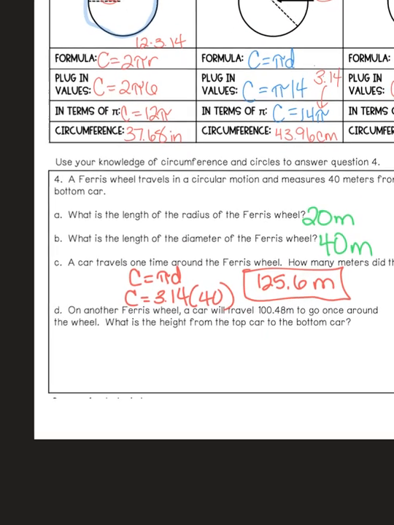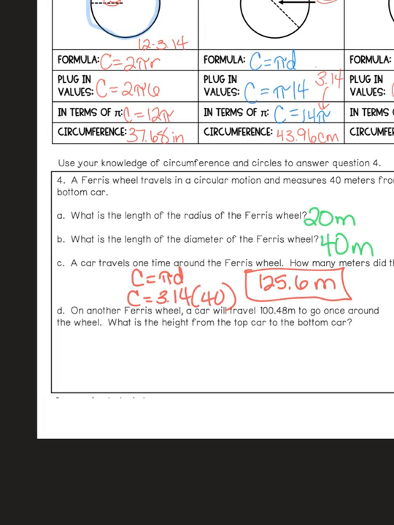Okay, this next one's a little bit trickier because it's actually asking us to go backwards. It says on another Ferris wheel, a car will travel 148 meters to go once around the wheel. What's the height from the top car to the bottom car? So going around the whole way, that tells us my circumference is equal to 148 meters. The height from the top car to the bottom car is talking about my diameter. So I'm looking for the diameter.